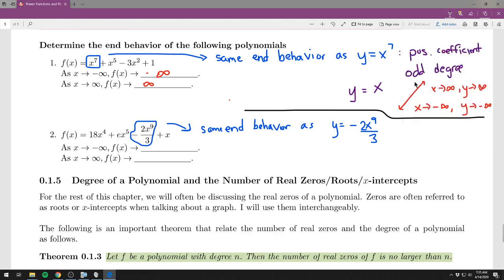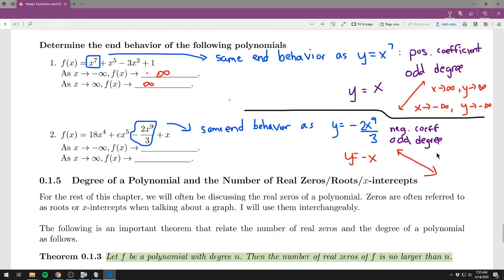I want to point out the same things here. The coefficient this time is negative, and the degree is odd again. All right, so that's going to look like y equals negative x, which looks like that.